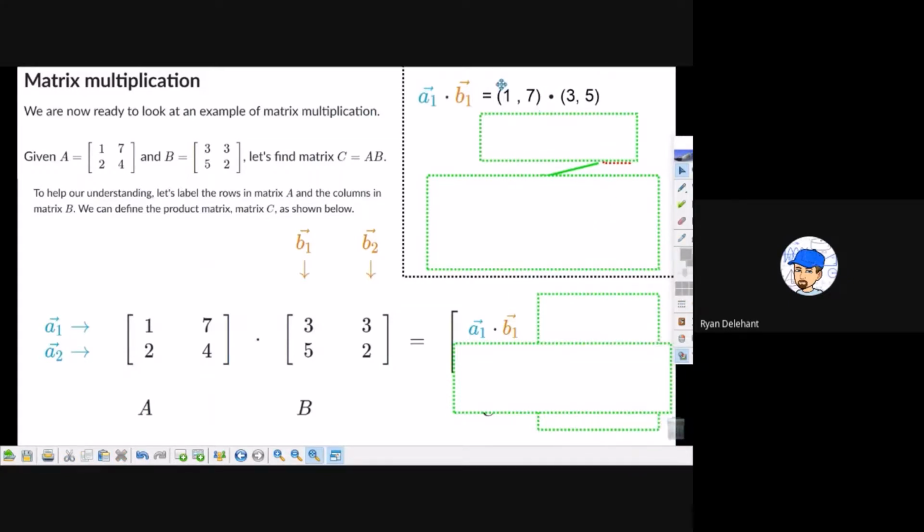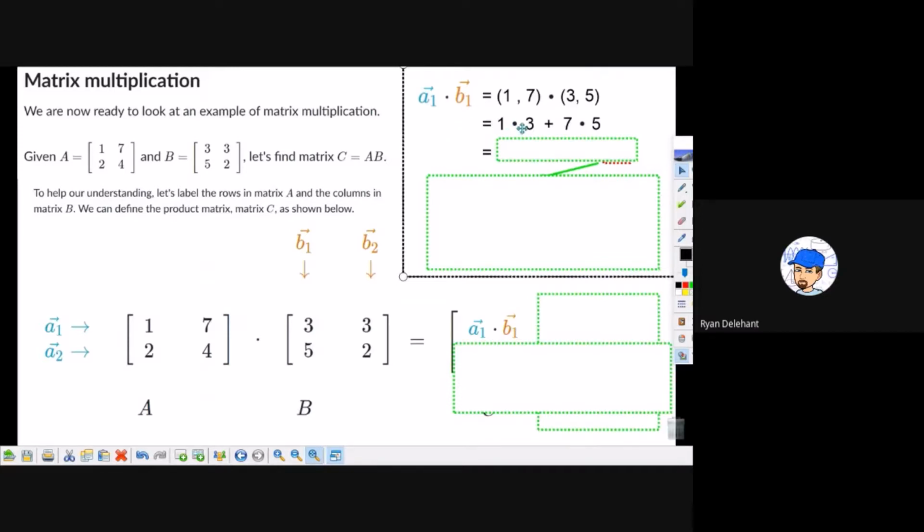So what we're going to do is multiply the stuff together that's in the same place. Meaning I'm going to take the 1, because we're doing multiplication, and multiply it by the 3. I'm going to take the 7 and multiply it by the 5. And then I have to add those things together into one entry in that spot.